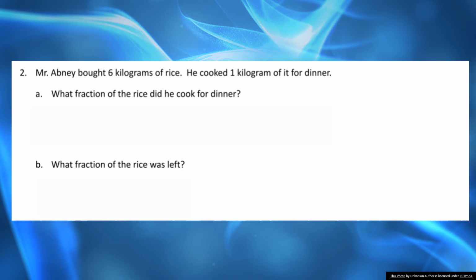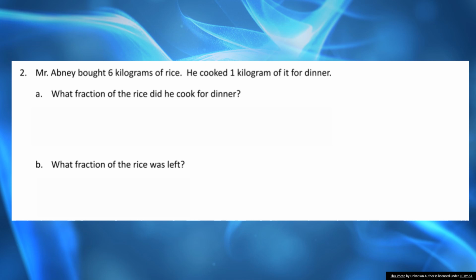So that's the information they gave us. He bought 6 kilograms of rice. He cooked 1 kilogram of it for dinner. What fraction of rice did he cook for dinner? Now, you don't necessarily have to draw bags of rice, right? It's fractions, and I like working with rectangles for fractions. Unless they tell you it's a pizza, then we have to draw a circle, but I really like working with rectangles. So I'm going to use little rectangles to represent each kilogram of rice.